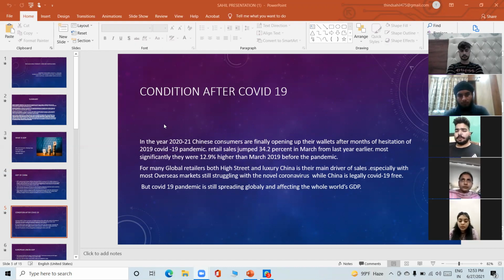For many global retailers, both high street and luxury, China is their main driver of sales, especially with most overseas markets still struggling with the novel coronavirus. While China is largely COVID-19 free, the pandemic is still spreading globally and affecting the whole world's GDP.